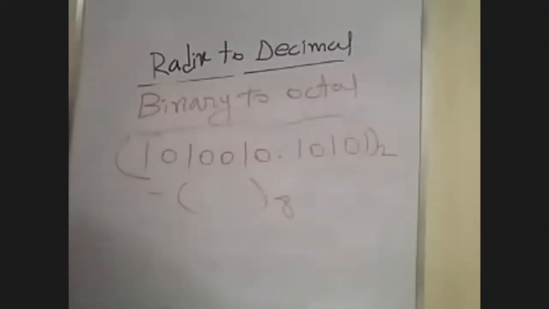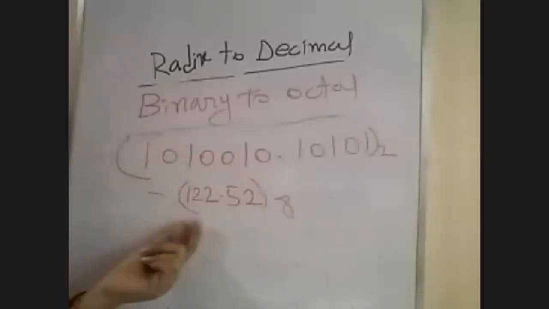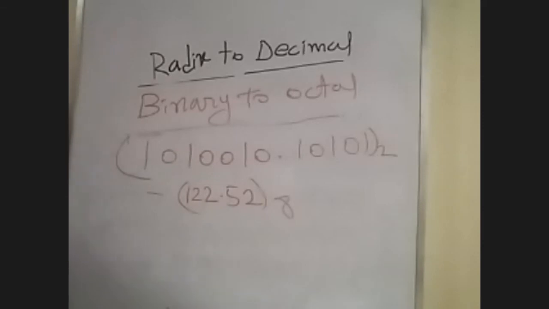So this is the binary. What is the octal? Tell me, the binary value is 1010010.10101. Convert it into its octal equivalent. 122.52. Yes, 2, 2, 1. So 122.52. Very good. So like this, we convert binary to octal.